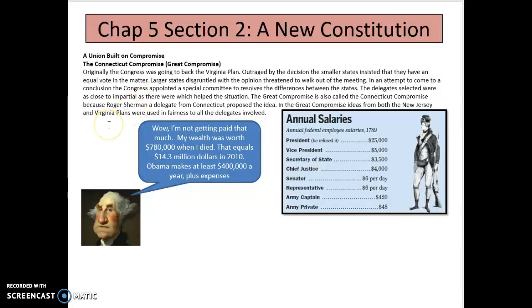The Great Compromise is also called the Connecticut Compromise because Roger Sherman, the delegate from Connecticut, proposed the idea. The Great Compromise combined ideas of both New Jersey and Virginia. And you can see some of the annual salaries of the people at the time listed there.